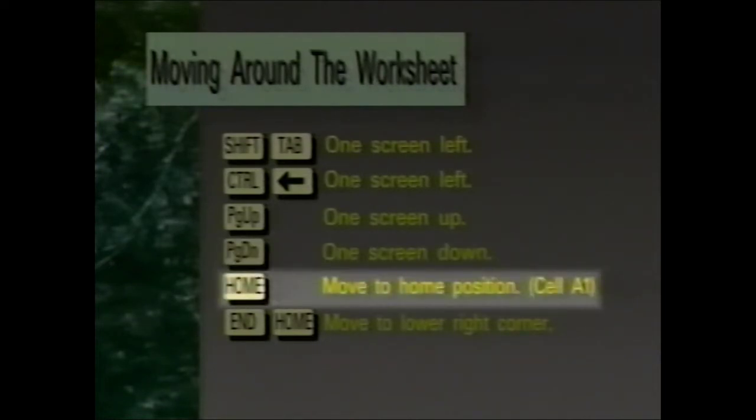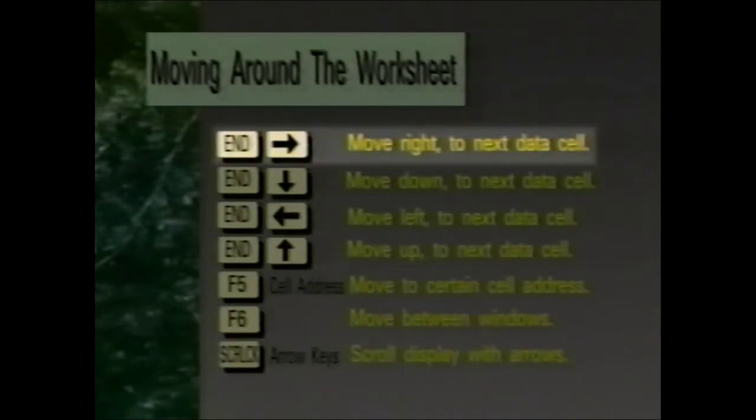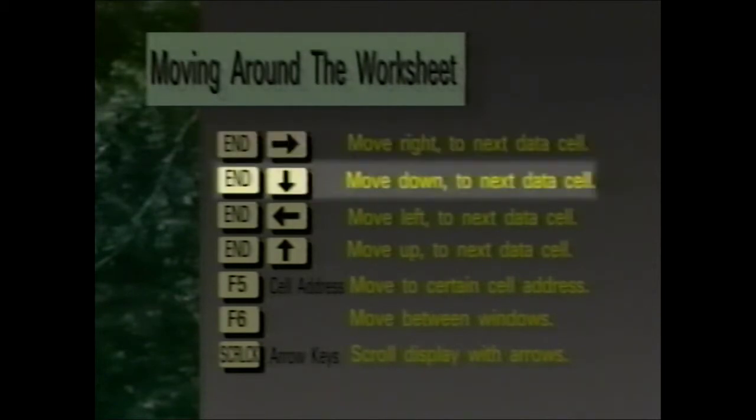The home key moves the cell pointer to the home position, which is usually cell A1. By holding down the end key and pressing the home key, the pointer moves to the lower right corner of the active area. By holding down the end key and hitting the right arrow key, the pointer advances right to the next data cell. By holding down the end key and striking the arrow down key, the pointer moves down to the next data cell.